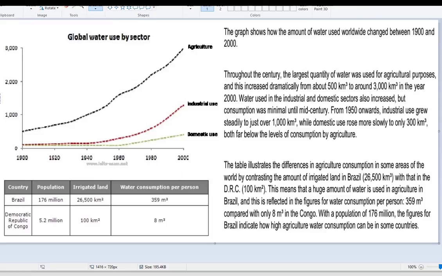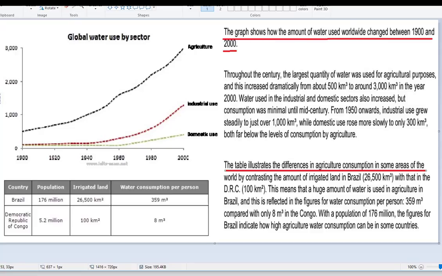Okay, here's our second script. Let's get into the overview first. Okay, so the writer gives us an overview of the first chart right in the beginning, and then an overview of the table down here. So there's some paraphrasing happening here. "Global water use," and here we have "amount of water used worldwide."